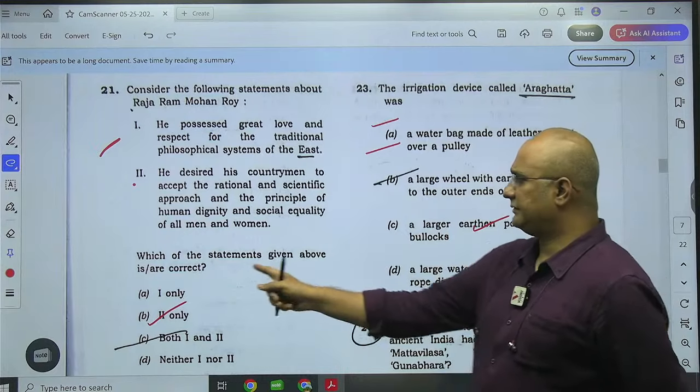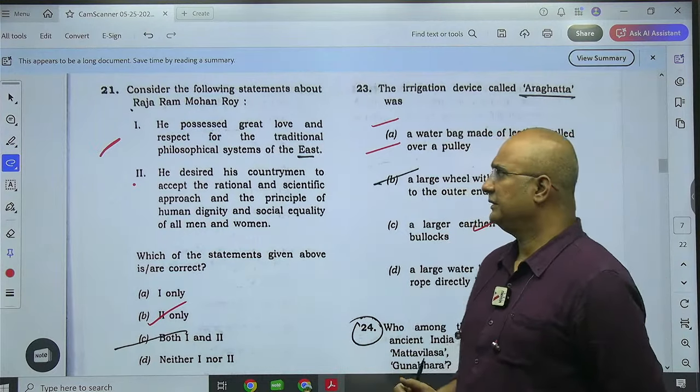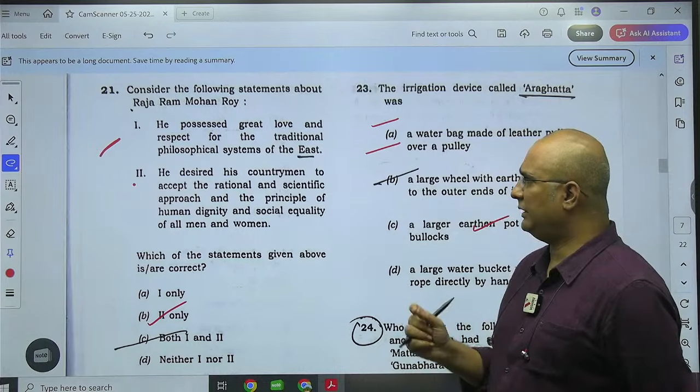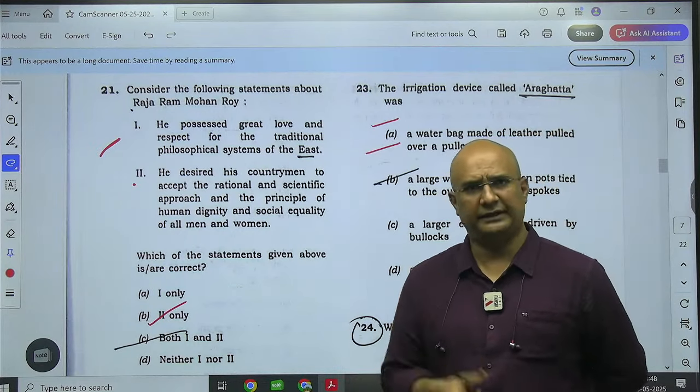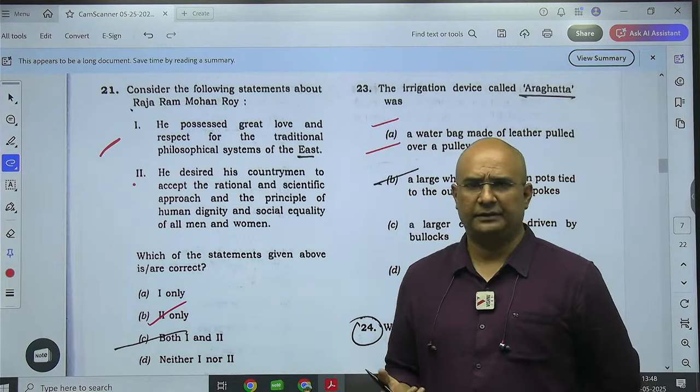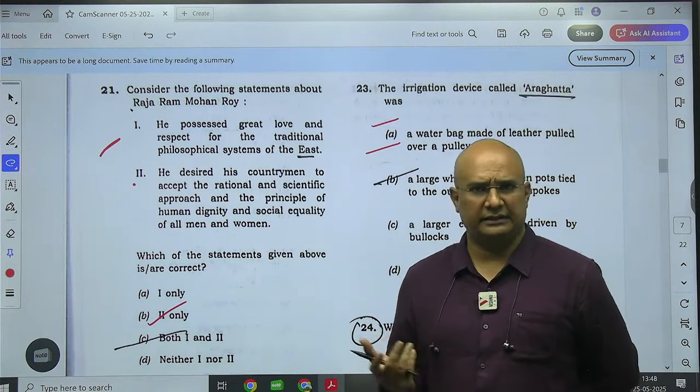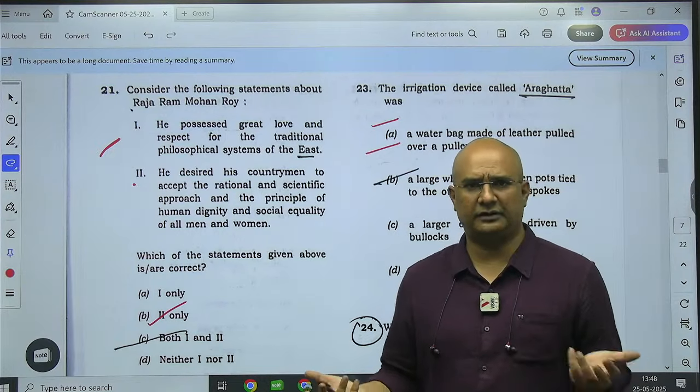They are asking you which of them are correct. Let us see. The first statement, he possessed great love and respect for the traditional philosophical systems of the East. Of the East means of India, because the British were the Western, right? So naturally that statement is correct. He had a great liking for this country's traditions and philosophy.